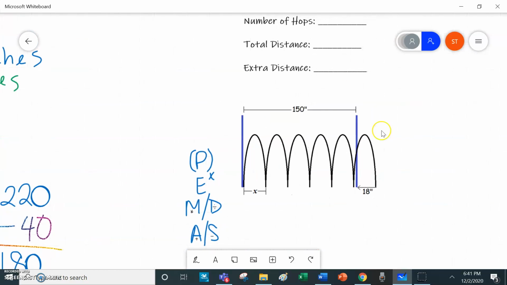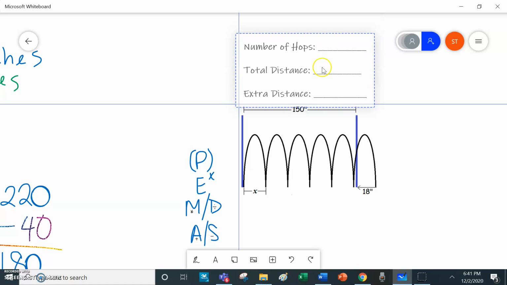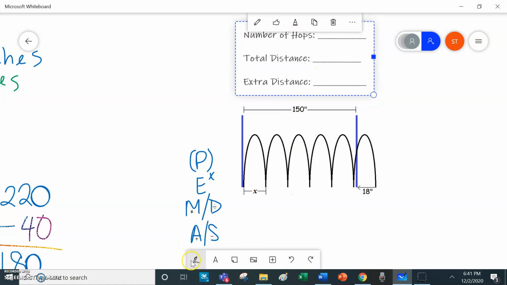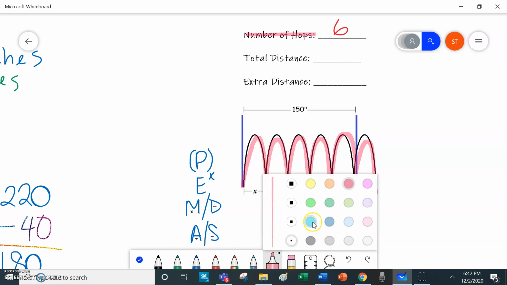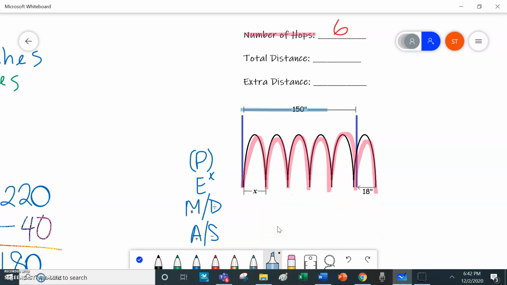Now I will do an example for the hop over the finish line. Same procedure. I start by looking at my picture and counting my number of hops. 1, 2, 3, 4, 5, 6. The way I'm tracing it, I'm literally using my finger to count. You can do that too. So I have 6 hops. Then I'm looking for my total distance. Again, that's the end-to-end label. And in this case, that is 150 inches.